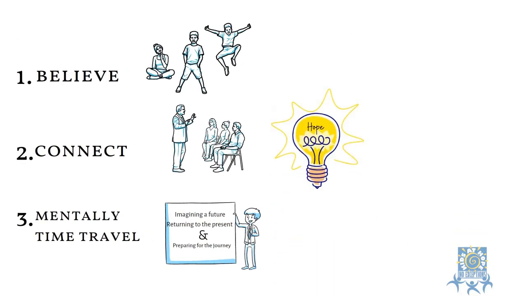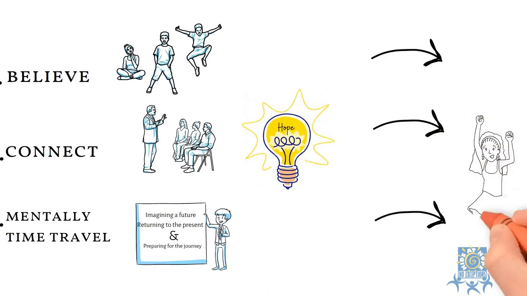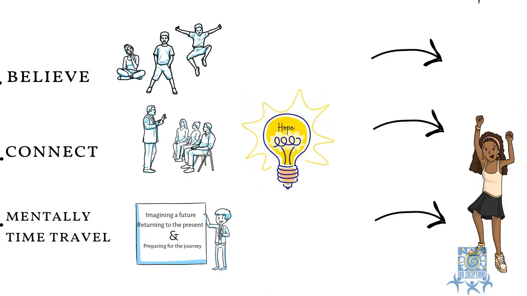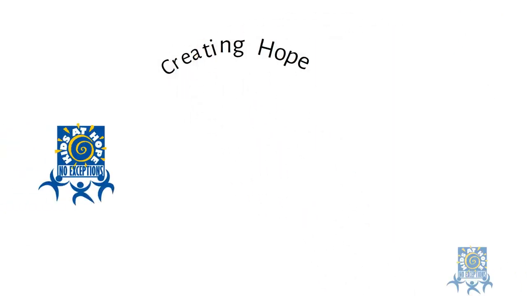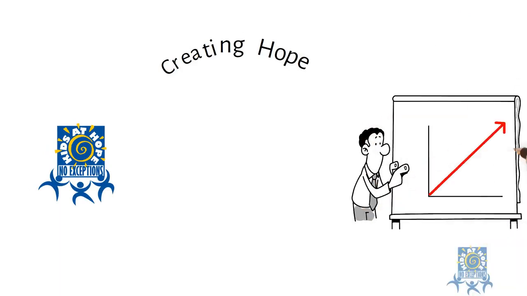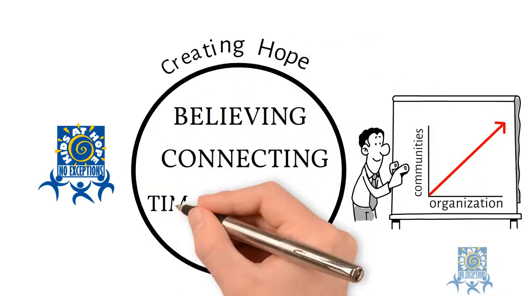It was the understanding of those elements, believe, connect, time travel, that provided a profound recognition that we can create hope for all, but it requires intentionality. By creating hope, Kids at Hope introduced a strategic culture framework that relies on organization and communities around believing, connecting, and time traveling, no exceptions.